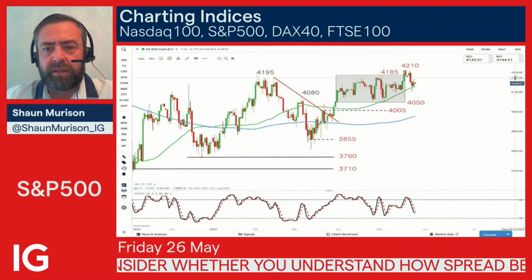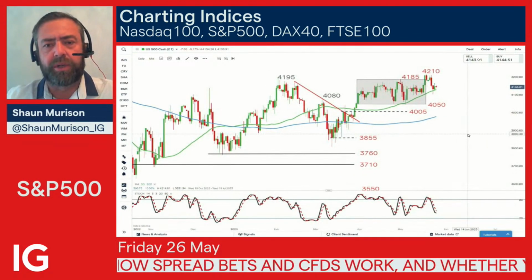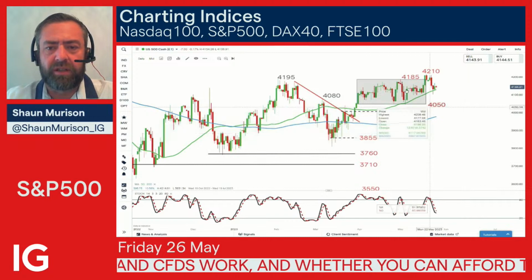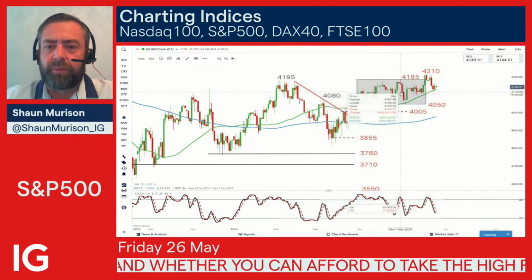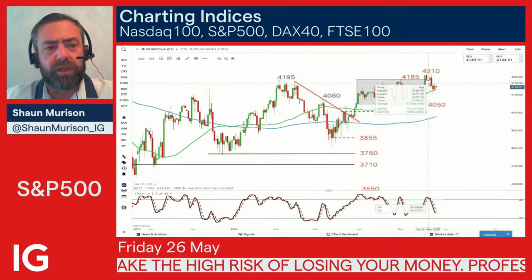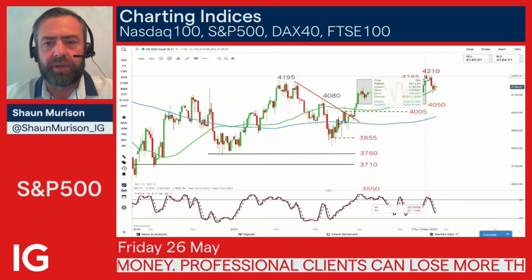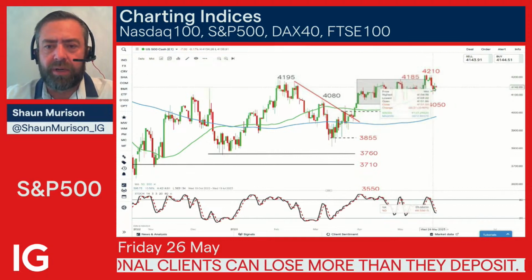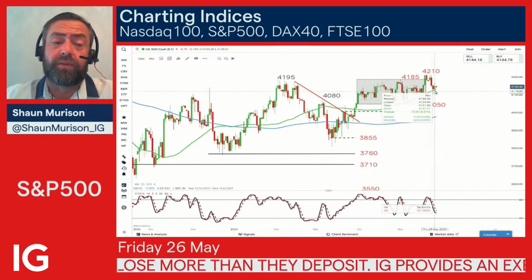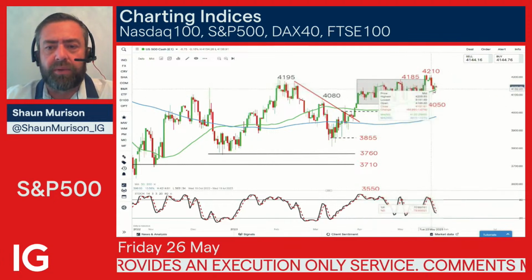S&P 500, not looking quite as healthy in terms of its uptrend, but it is still in a longer-term uptrend at this point in time. We were talking about this range between 4050 and 4185. Over the last week, we did have a breakout. We didn't have an upside breakout, and that breakout didn't really work out very well. We've seen a pullback since then, the price now finding support on that 50-day simple moving average. Now, we have a bit of a bullish price reversal that's formed here.